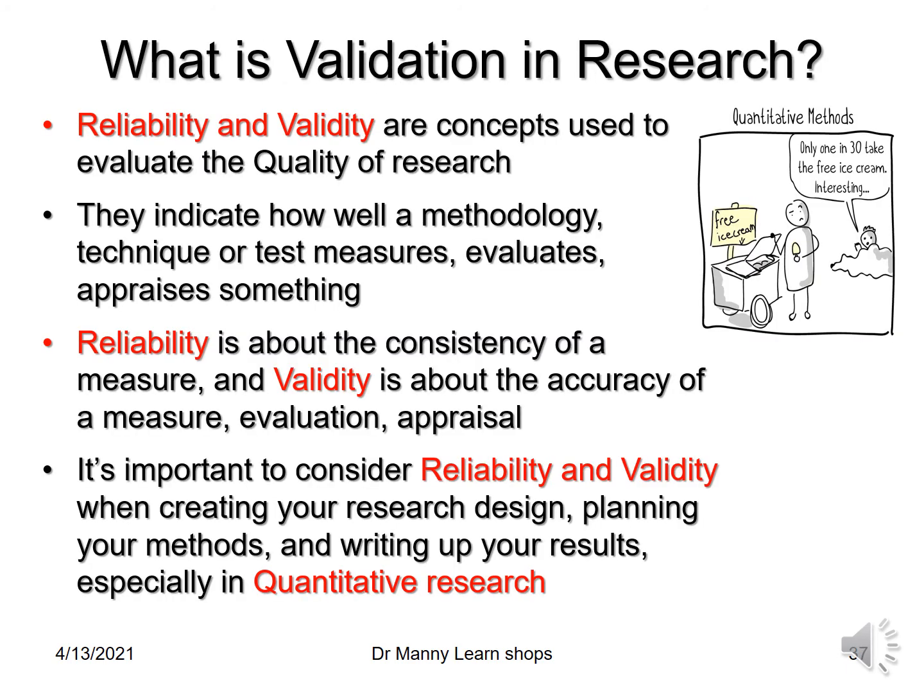So let's first look at what is validation in research. Well, two common terms are reliability and validity. And these are concepts used to evaluate quality of research, typically quantitative, not qualitative. And they indicate how well a methodology, technique, or test measures, evaluates, or appraises something. Reliability is about consistency of the measurement. And validity is about the accuracy of that measurement, the evaluation, and the appraisal.